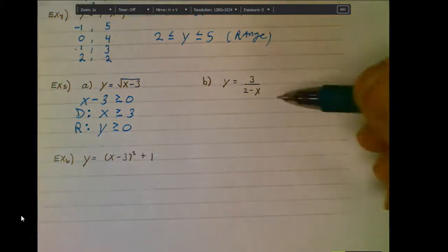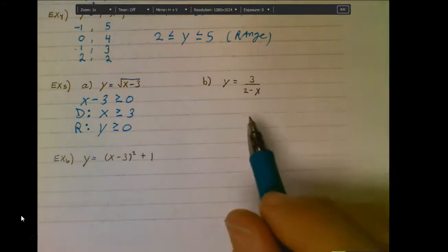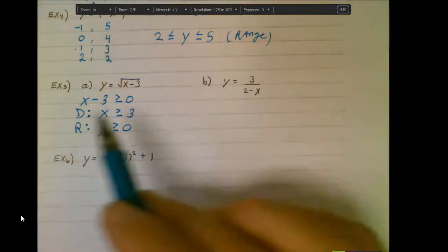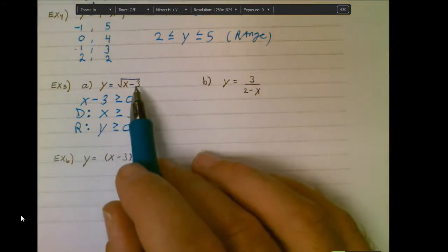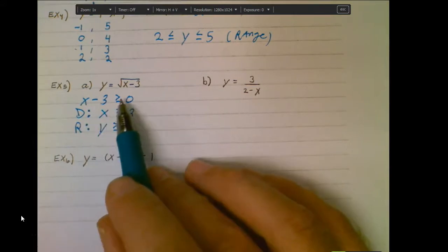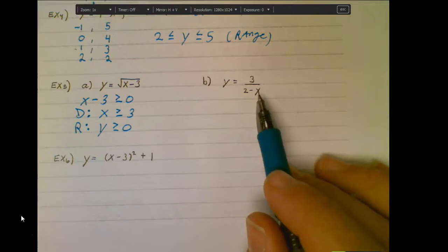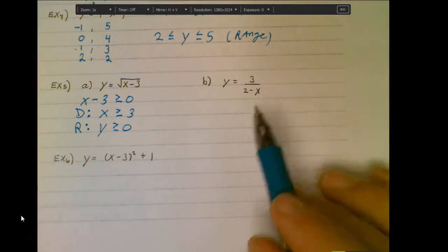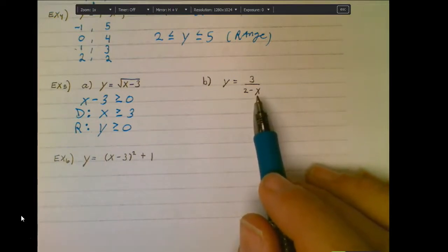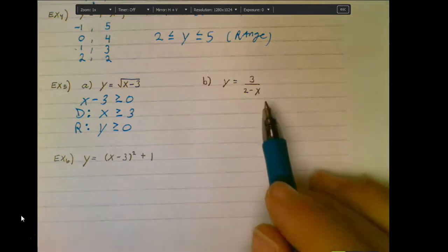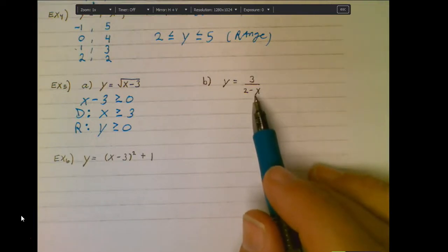Looking at the next part of this, again, I told you there were only 2 limitations when it comes to domain from a function like this. One is with square roots, and that's the way we dealt with the square root limitation. The other is with a fraction or a rational expression. Anytime you have an x in your denominator, that creates a limitation because you can never divide by 0.